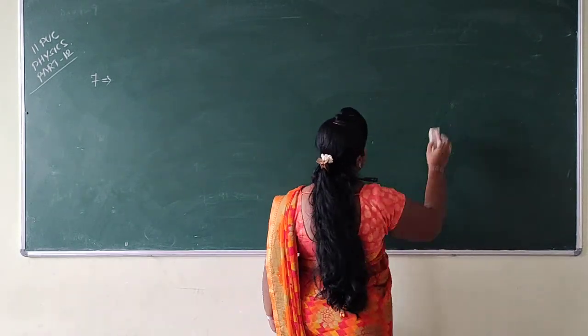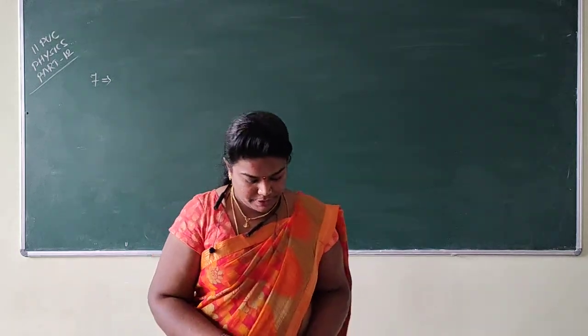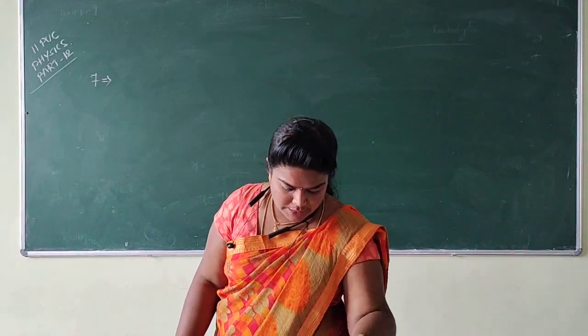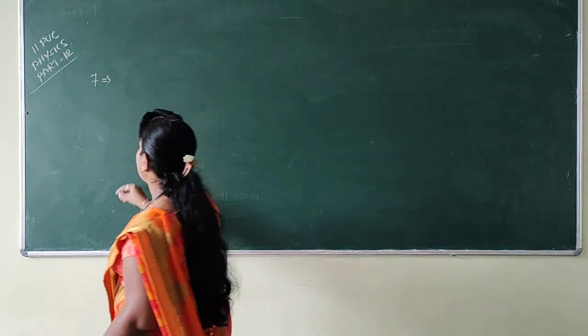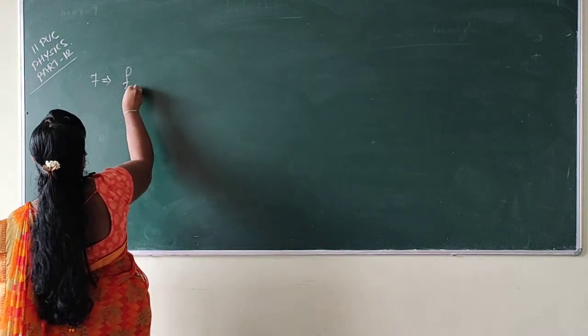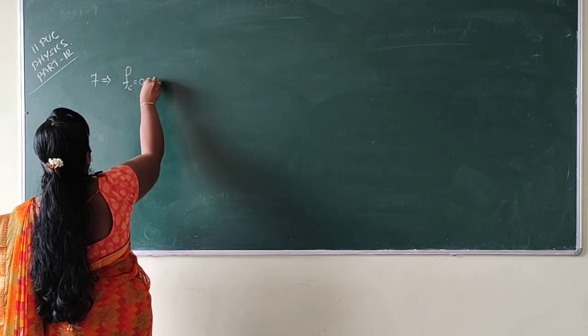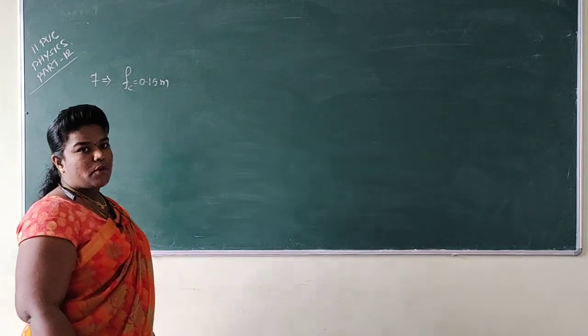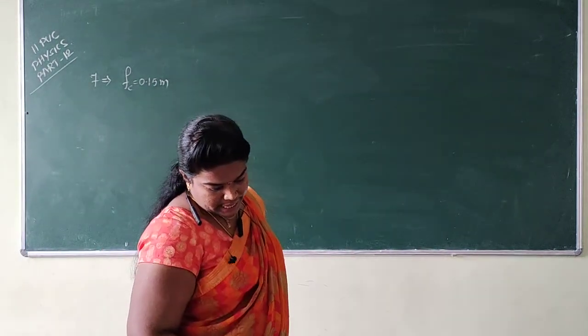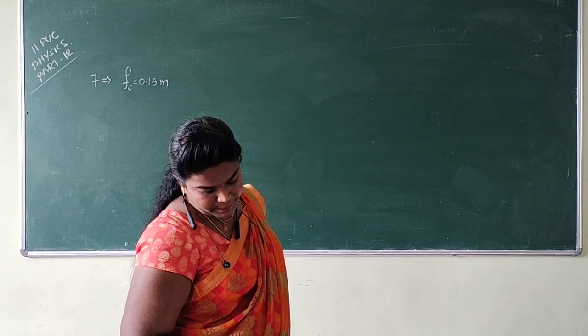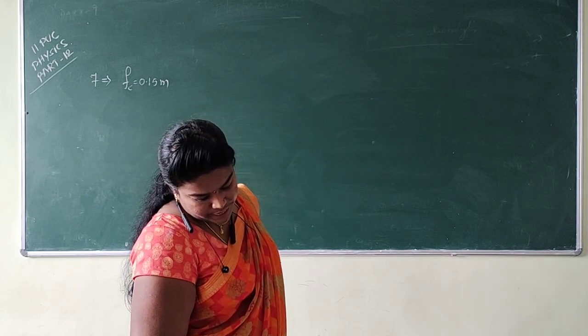Yes. Now let us write the given values first. Here the focal length of a convex lens is 0.15 meter. So the focal length of the convex lens, FC, is 0.15 meter. Then a liquid lens is formed between the plane surface and one face of the lens.